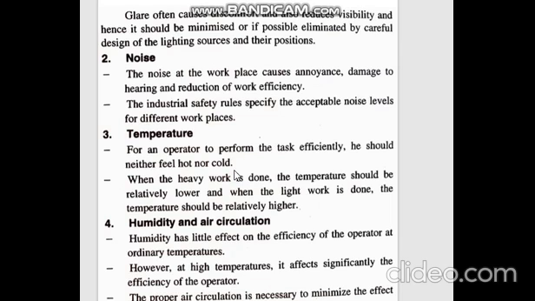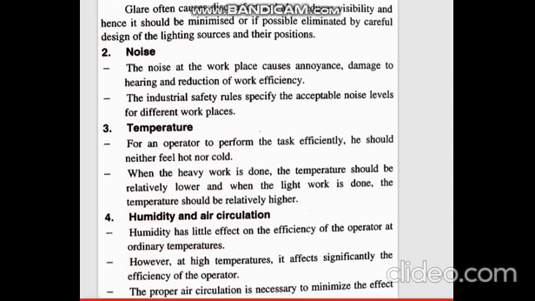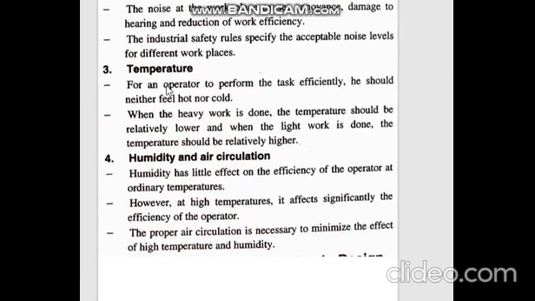Anyway, whatever money they are spending will be paid for by the increased efficiency of the worker, and by the more output that they are giving. Then humidity and air conditioning.